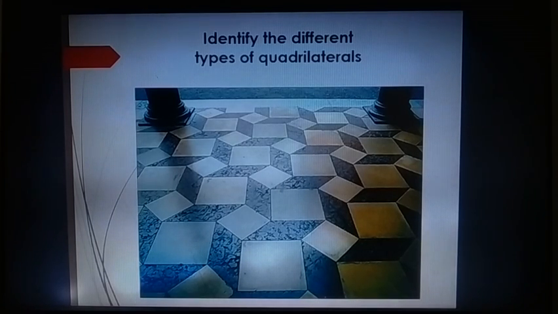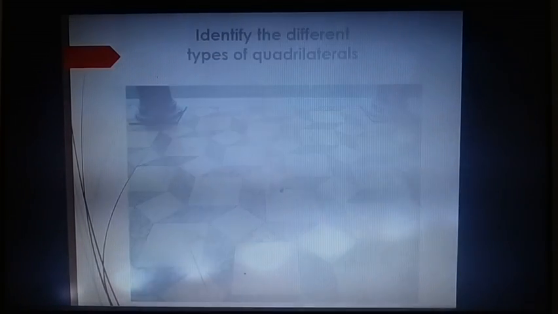You can see different shapes, hence different quadrilaterals you can see. All are having 4 sides, so they are quadrilaterals, but different shapes are there. You can see rectangle. You can see square in that, parallelogram, rhombus. So different types of quadrilaterals you can see in this. So let us come to the different types of quadrilaterals.